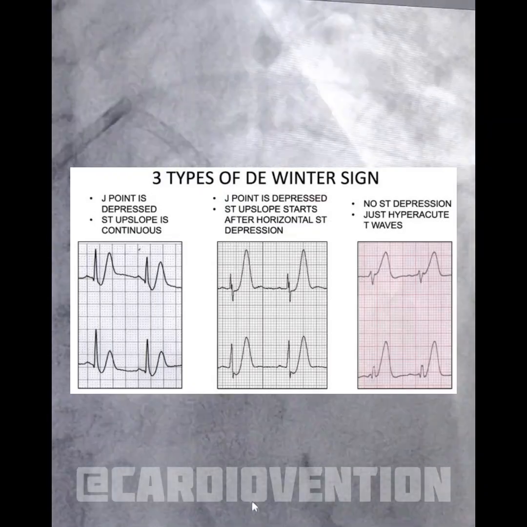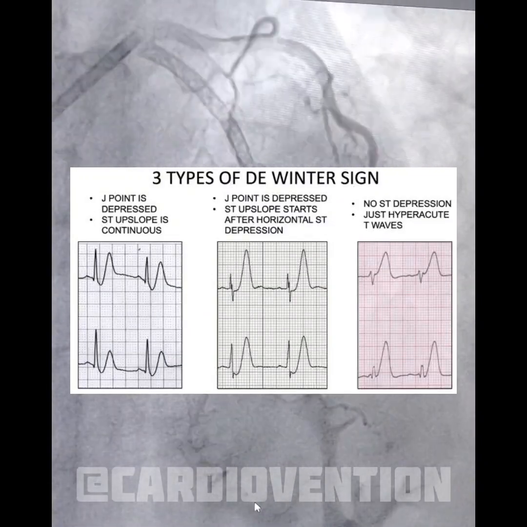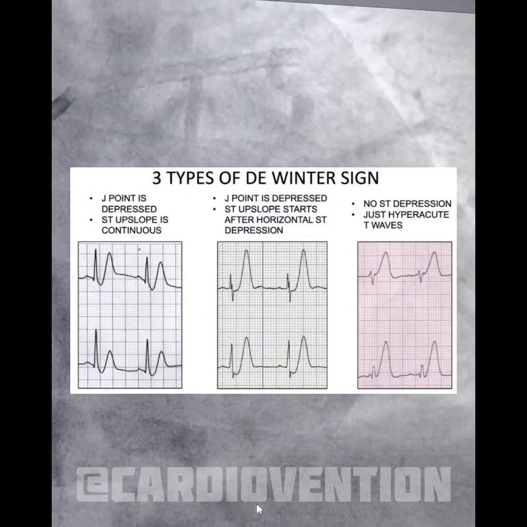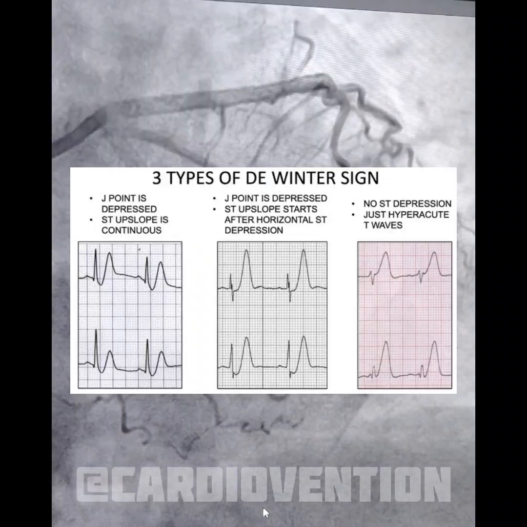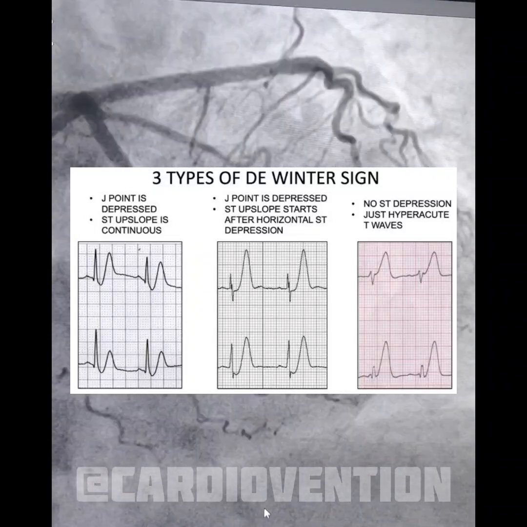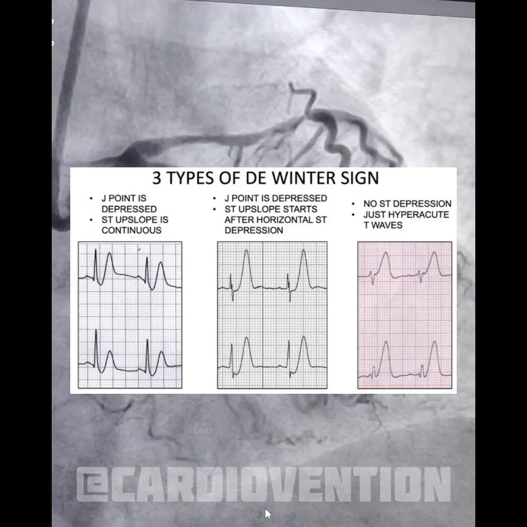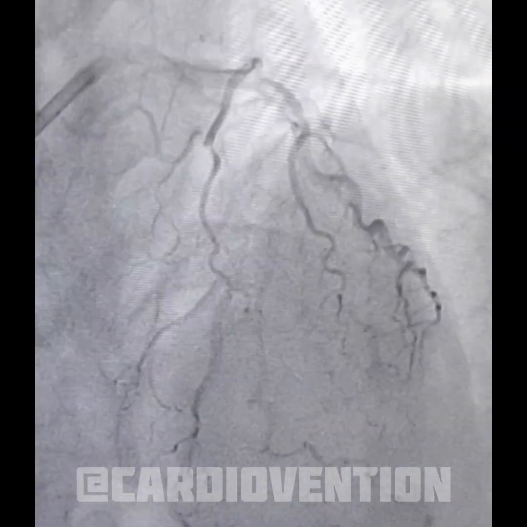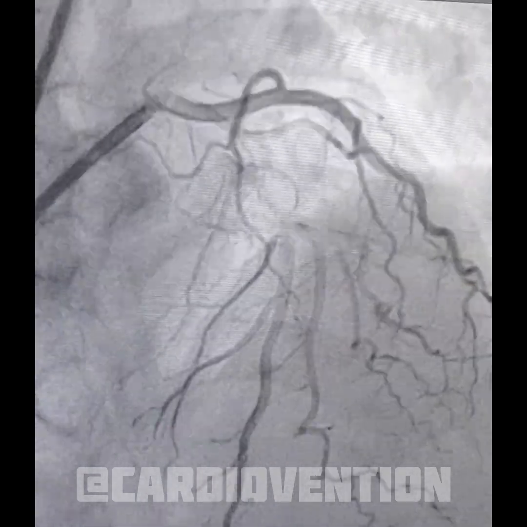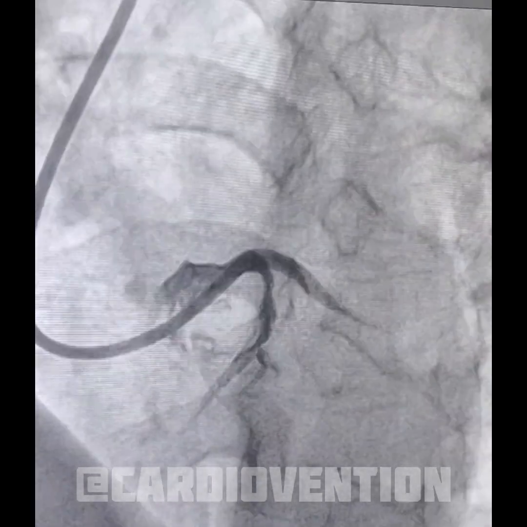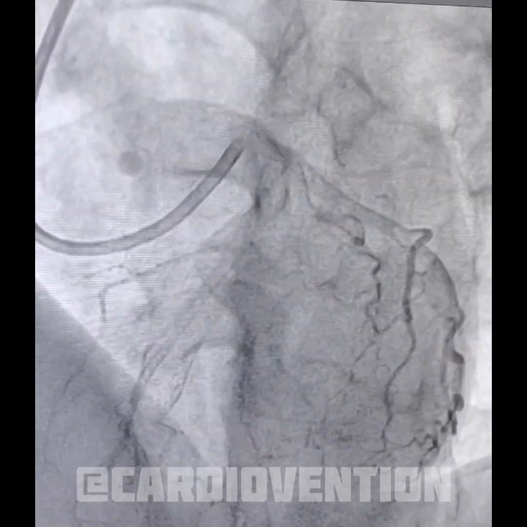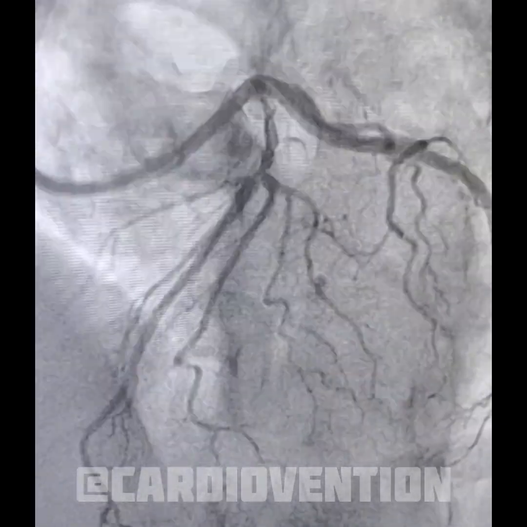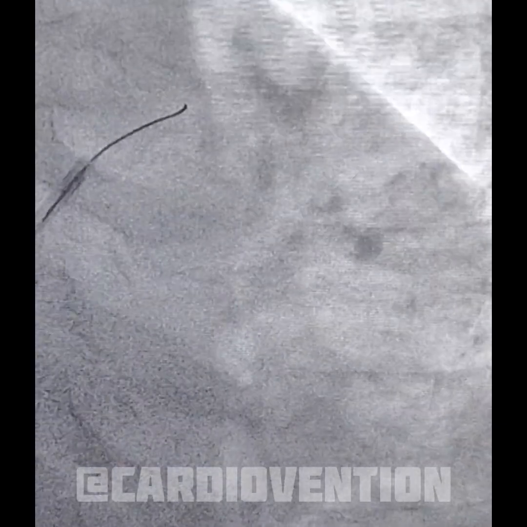Now here's the critical point. Although there's no ST elevation, De-Winter syndrome is classified as a STEMI equivalent, meaning it requires immediate reperfusion therapy. It falls into the same category as posterior MI, Wellen syndrome, and left main occlusion with aVR ST elevation. Missing this pattern can lead to massive anterior MI, heart failure, arrhythmia, or even death.